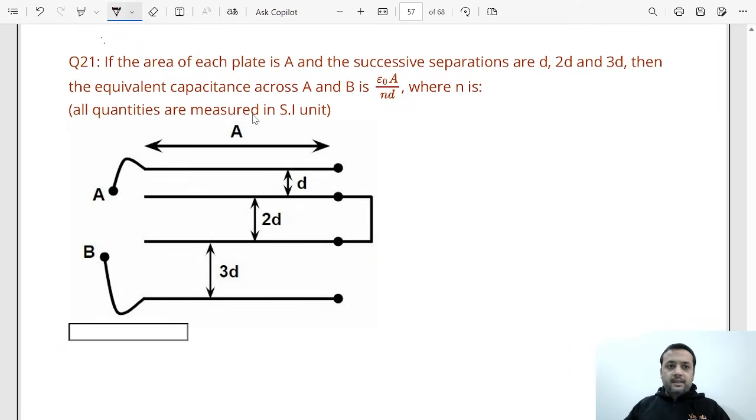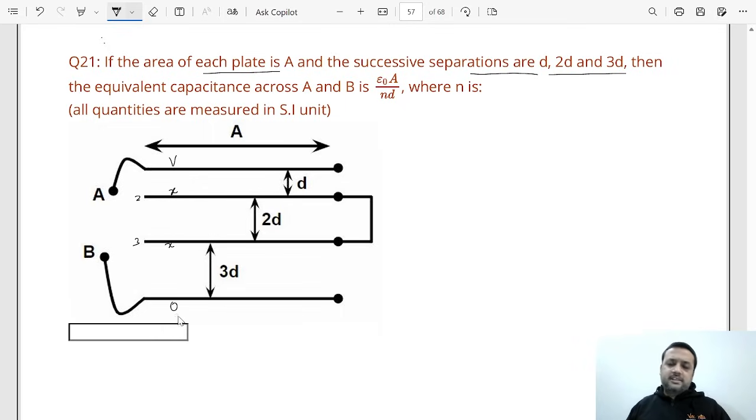All right. In this question, the area of each plate is A and the successive separations are d, 2d and 3d. We have to find the equivalent capacitance across A and B. Now look, here plate 2 and plate 3 have been connected by a wire. So if I call this potential, let us say, V, and this potential X, this will also be X because they have been joined by a wire.